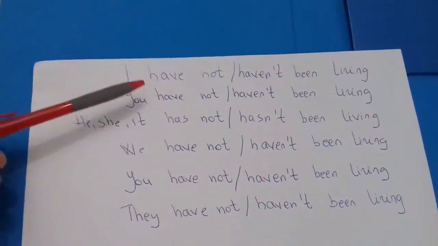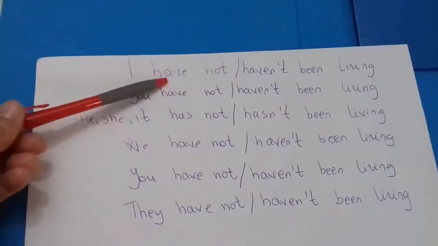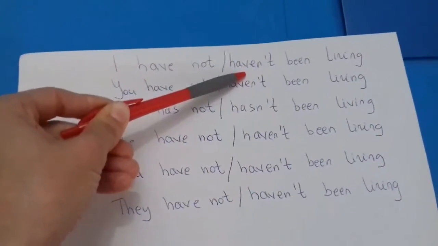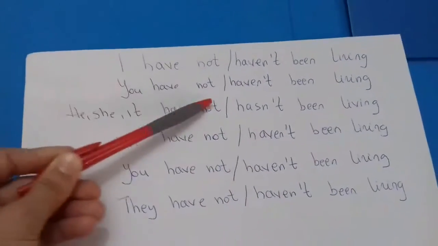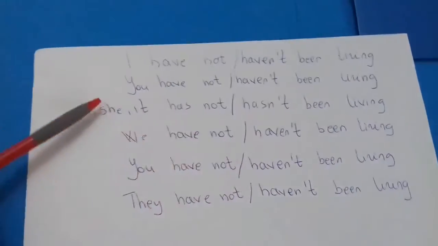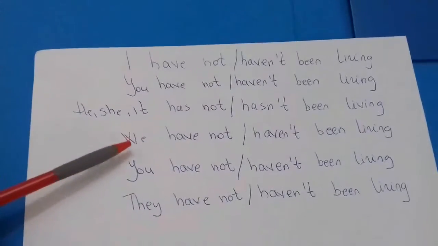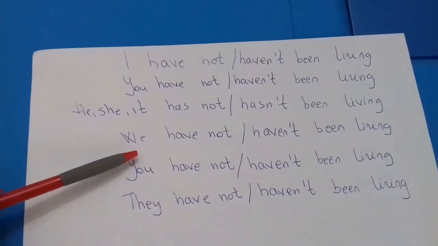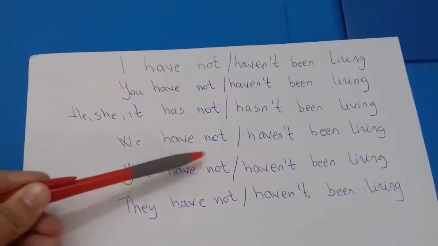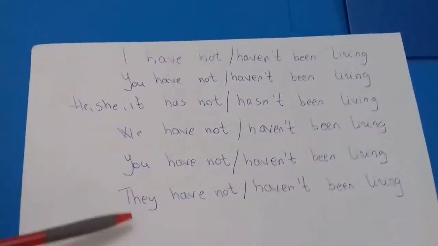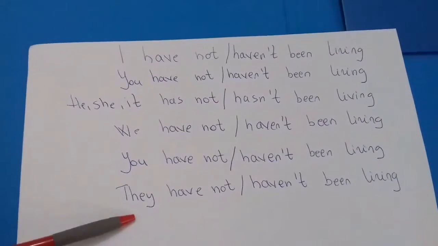So, I have not, when we combine two words in one, becomes haven't. So, I haven't been living, you have not or haven't been living, he, she, it has not or hasn't been living, and for the first person in plural, we have not or haven't been living, you have not or haven't been living, and for the third person in plural, they have not or haven't been living.